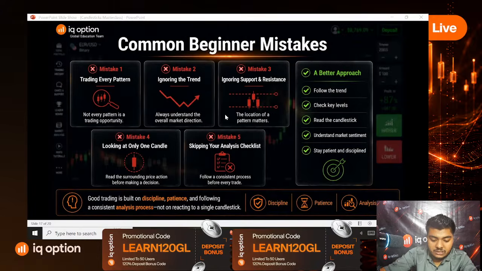Finally, don't rush. Take a moment to analyze the chart using the checklist we have already learned today. Avoiding these simple mistakes can help you to become a more disciplined and confident trader. Successful traders don't react to every candlestick. They just complete the market structure analysis before making any trading decision. I hope you get it, guys.